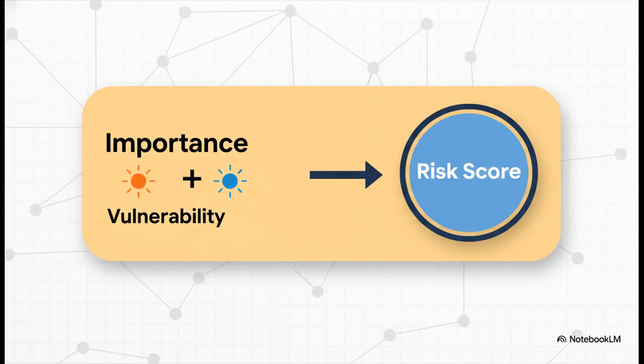We combine our findings into this beautifully simple equation. The final risk score is just derived from the arithmetic average of the two algorithms. We take the importance score from PageRank, add the vulnerability score from reverse PageRank, and divide by 2. It's that clean. This gives every single entity in the network a definitive, mathematically sound total risk score.